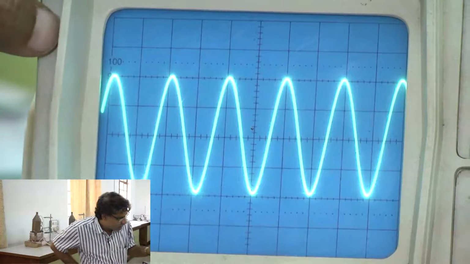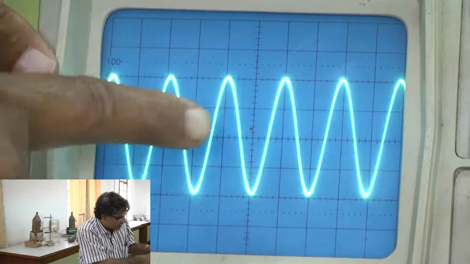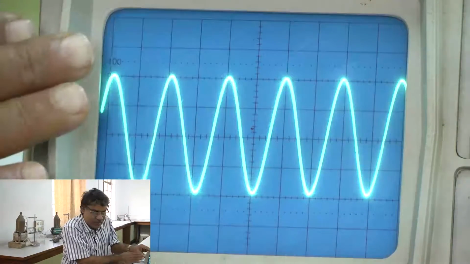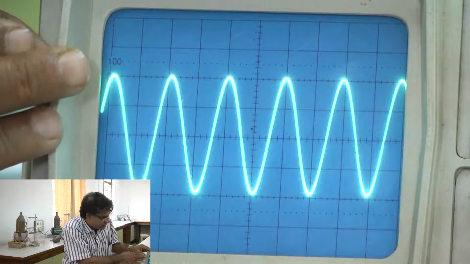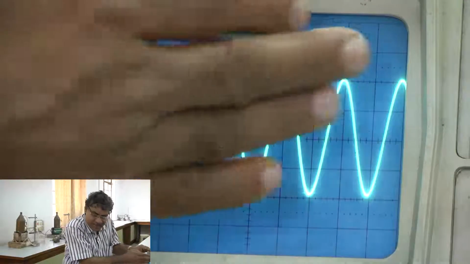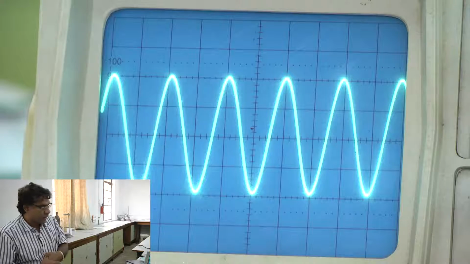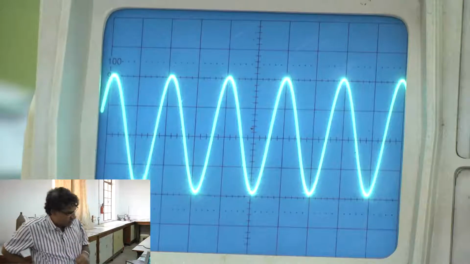Another way, if we can hold them, then you can see the phase difference between these two, but this is not a good way to do that. Using the Lissajous figure method, it is easy to find out the phase difference between two signals, as well as the frequency ratio of the two signals. So that is what I will show you today.